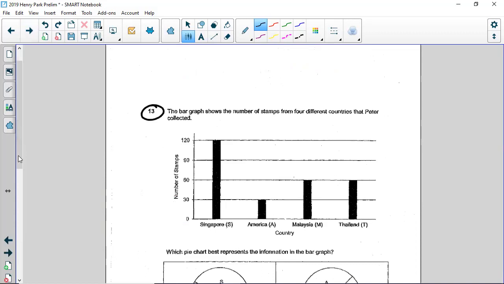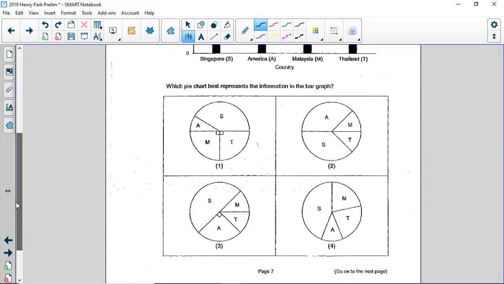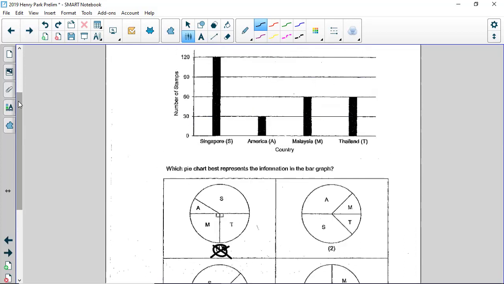Okay, question 13. Now, this is a very tricky question. It's a very good question because if you're not careful, I think some of you will put down number 1, right? But the answer is wrong. Even though it looks correct, it's still wrong. Because why? Because there are numbers on the bar graph. This is 120, this is 30, this is 60 and 60.